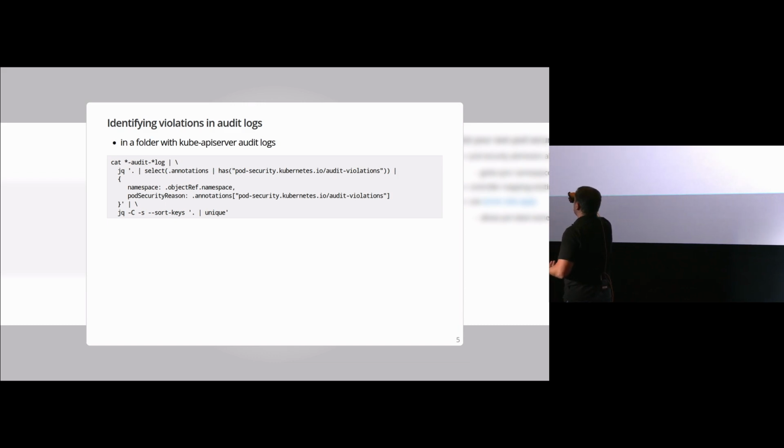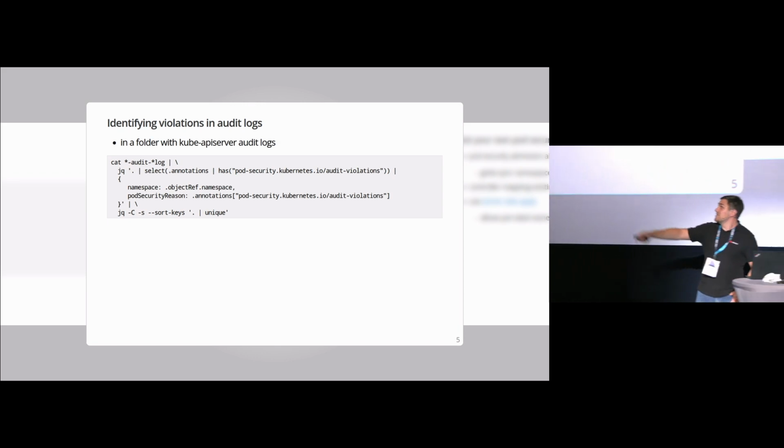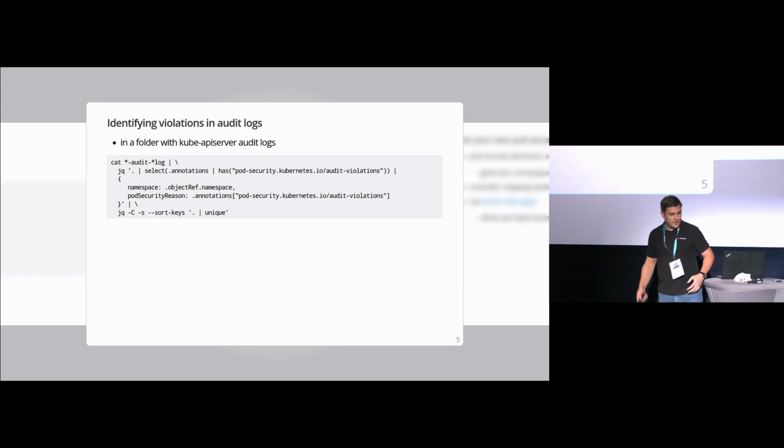extract the information that you're interested in, and the most fine information that you actually get is the namespace of where the violation happened, but also, and that is very handy, you're able to get the reason of the violation from the annotation of that event, and then we're sorting it out, just so that it is nicer. So yeah, this is actually a pretty useful query. I should have a link to these slides later, so you should be able to pull it.